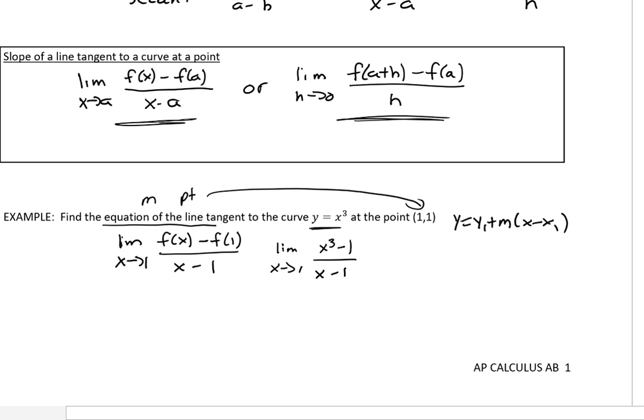So we then try factoring or some other algebra to try to simplify. Well, this is the difference of 2 cubes. We know we can factor that. So it'd be x minus 1, and then x squared plus 1x plus 1 over x minus 1.